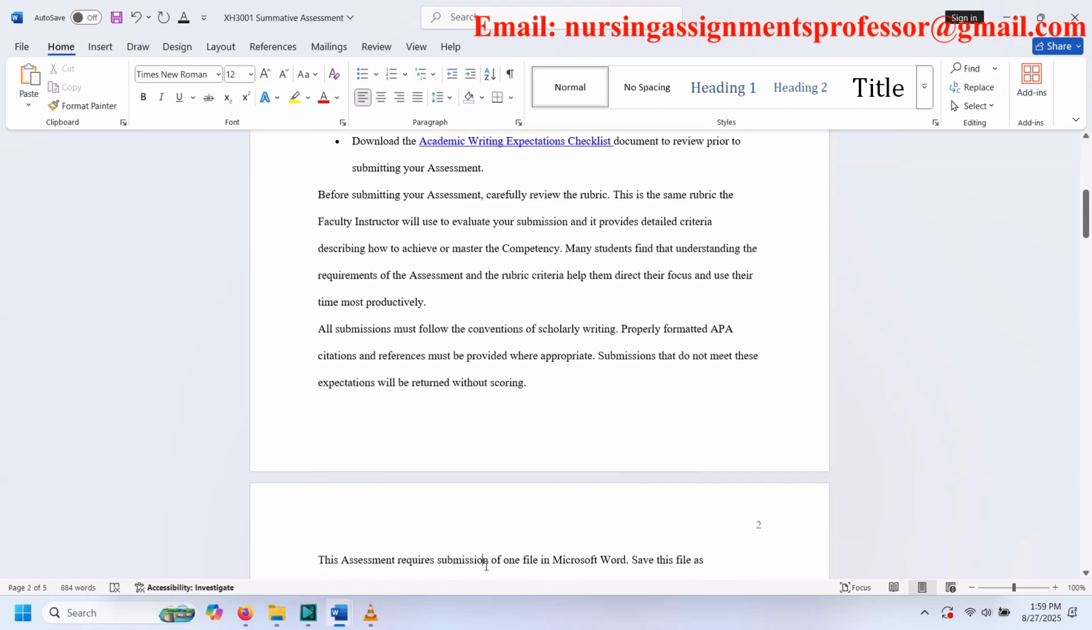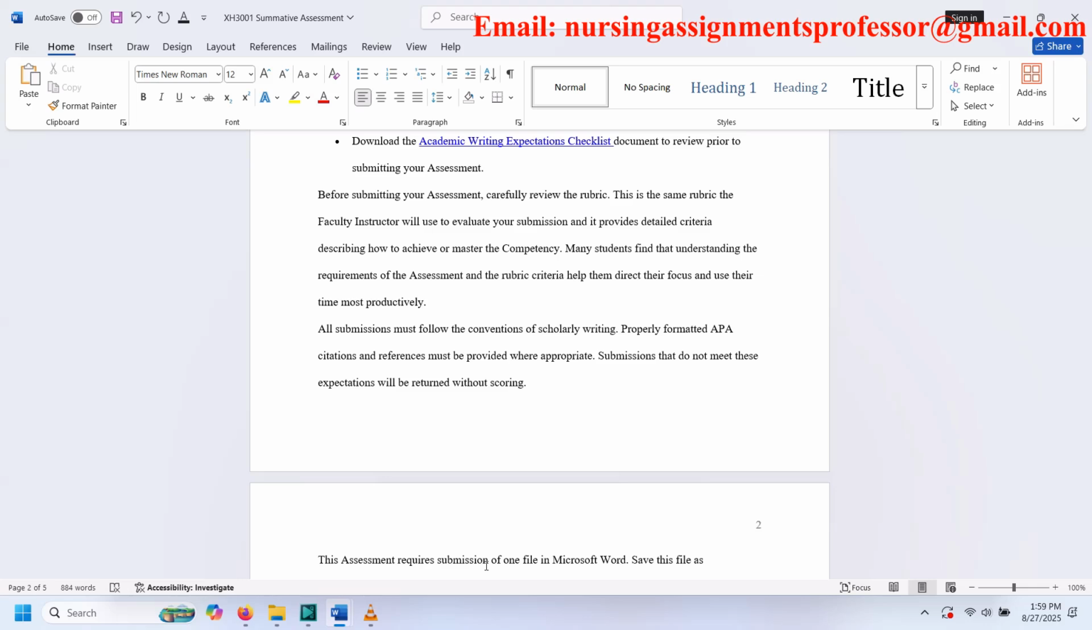This is the same rubric the faculty instructor will use to evaluate your submission, and it provides detailed criteria describing how to achieve or master the competency. Many students find that understanding the requirements of the assessment and the rubric criteria help them direct their focus and use their time most productively.